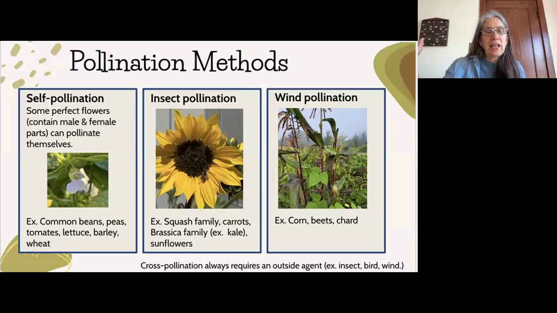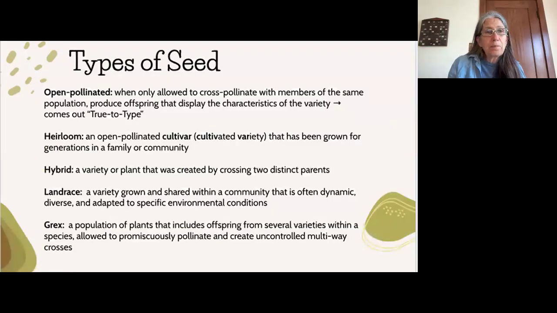And then wind pollinated, the wind carries the pollen, like the corn and the beets and the chard. And where I live, it's pretty much impossible to get corn that I would say comes out like the parent, just because so many people grow corn in my neighborhood. So we accept corn in our seed library, but we just always mark it as diverse mix. So just know that that's an option if you're saving seeds: it's corn, and it might not come out exactly like the parent.